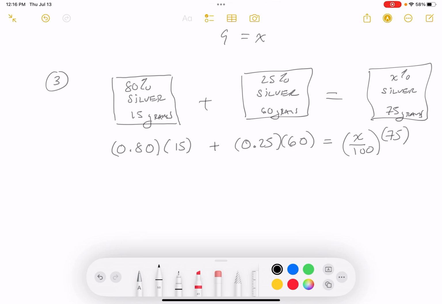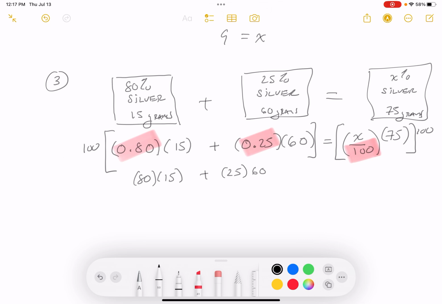I'm going to multiply both sides by 100, and the reason to do that is basically to get rid of decimals and the fraction. All right, let's go for that. What are you going to get? You're going to get 80 times 15 plus 25, let's put parentheses on that, times 60 equals, if I multiply by 100, I get 75x.